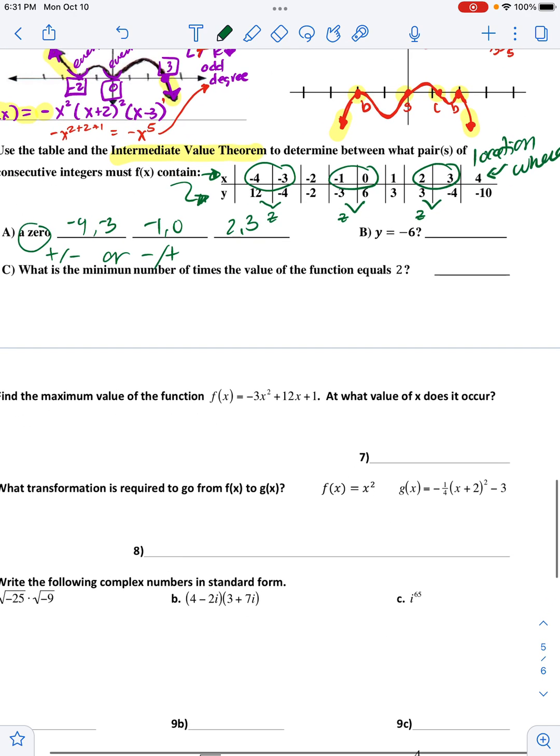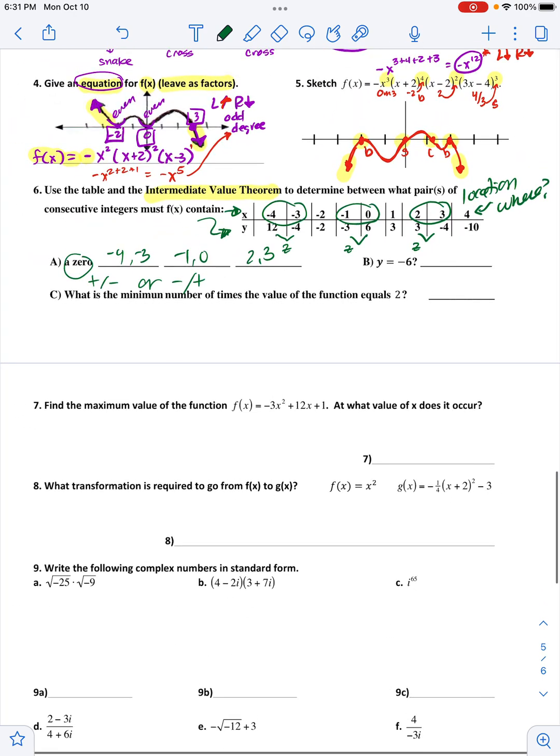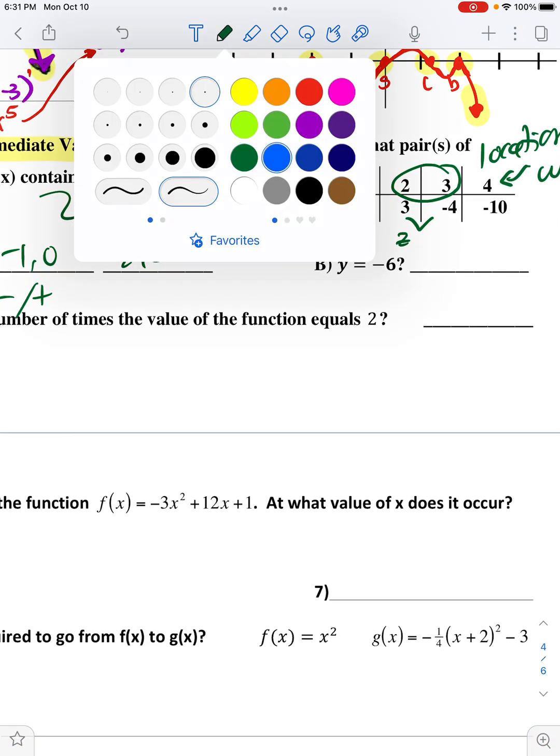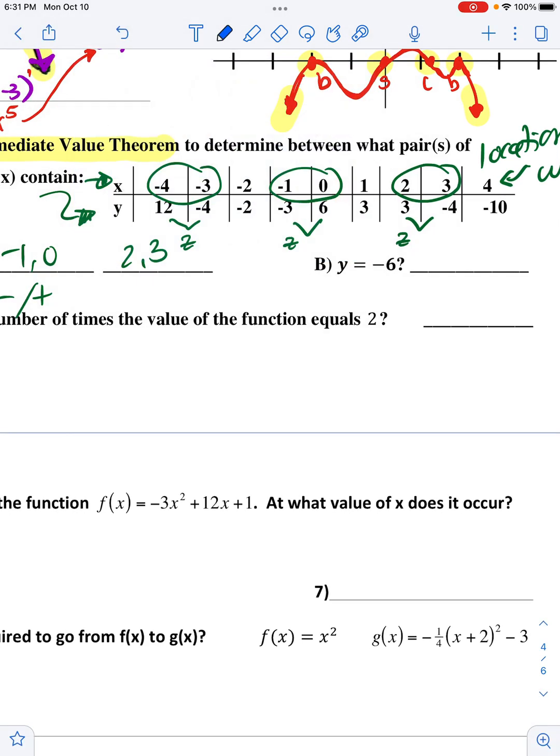In part B, it's asking where will y have a value, like between what two numbers will y have a value of negative 6? Intermediate value, between. Intermediate means in between. So I'm looking for when it would pass negative 6. Well, none of these, between 12 and negative 4, doesn't go down far enough to hit negative 6. It actually won't do that until here.